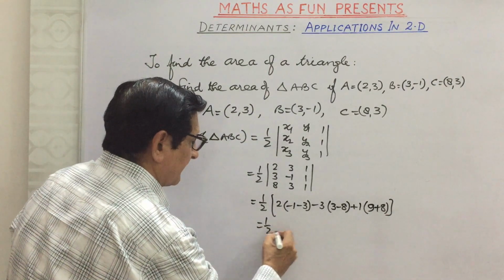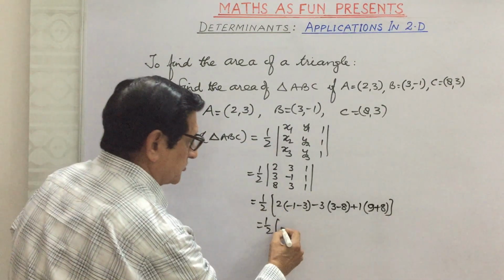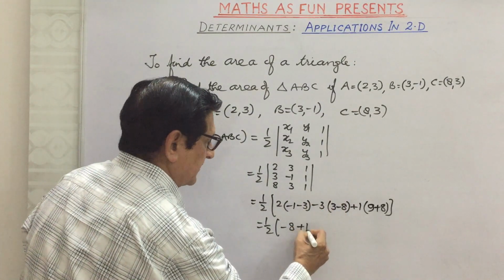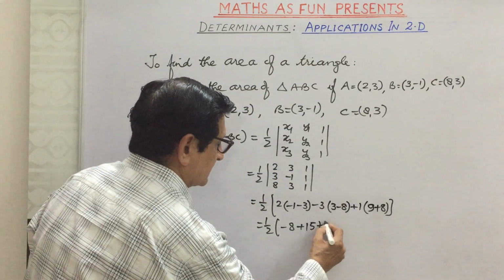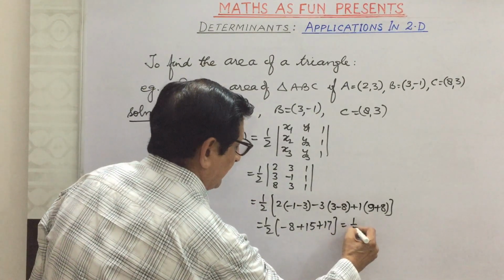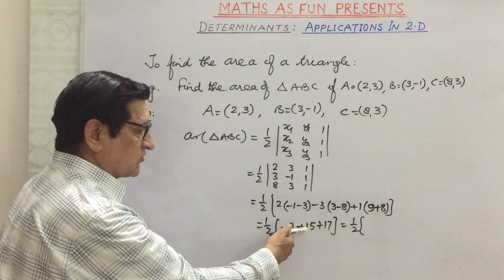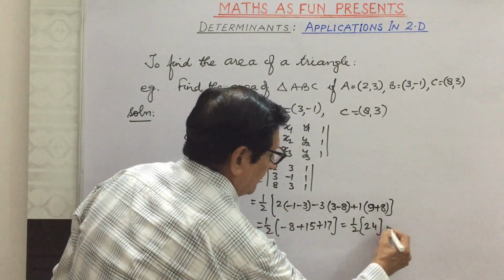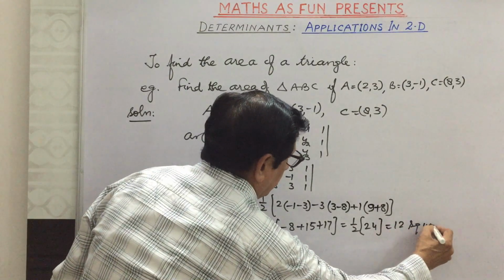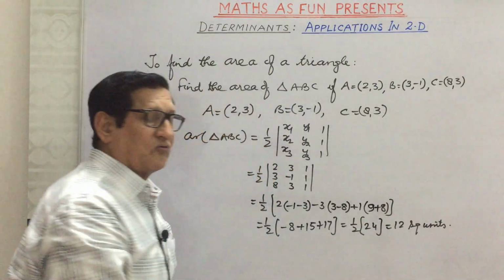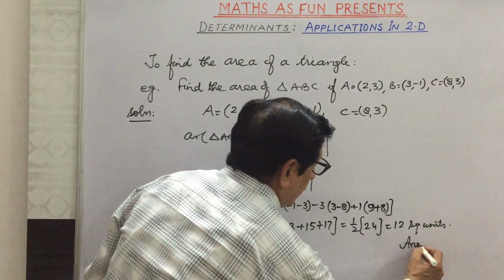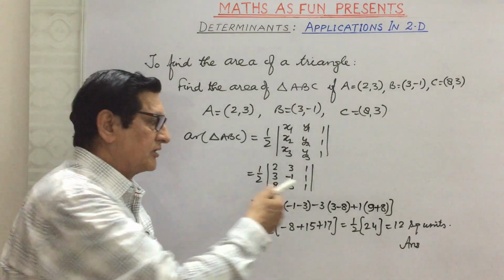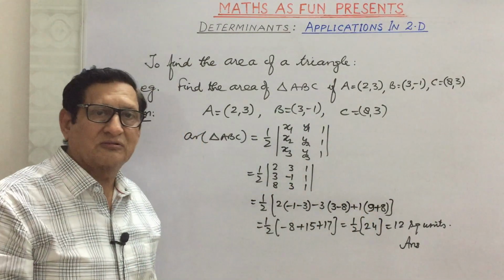Simplifying, we get half into minus 4 into 2, minus 8, 3 minus 8 is minus 5, into minus 3 is plus 15, and plus 17, which is half into 17 plus 15, 32, minus 8, 24, which comes to 12 square units. So we find that the area of triangle ABC whose vertices are given here is 12 square units.